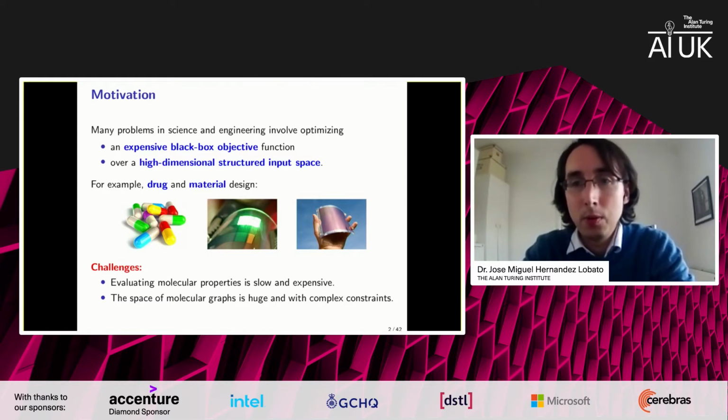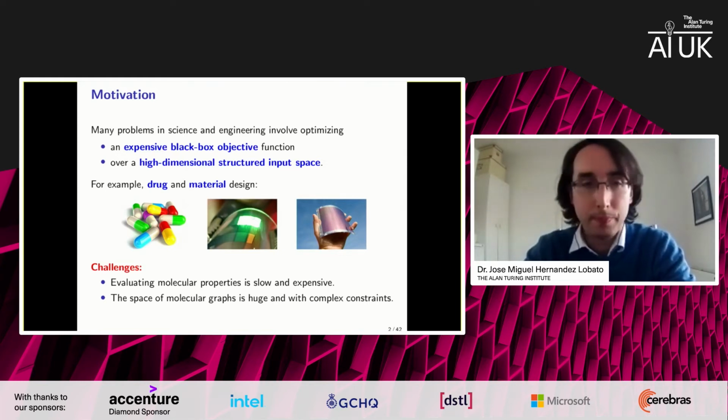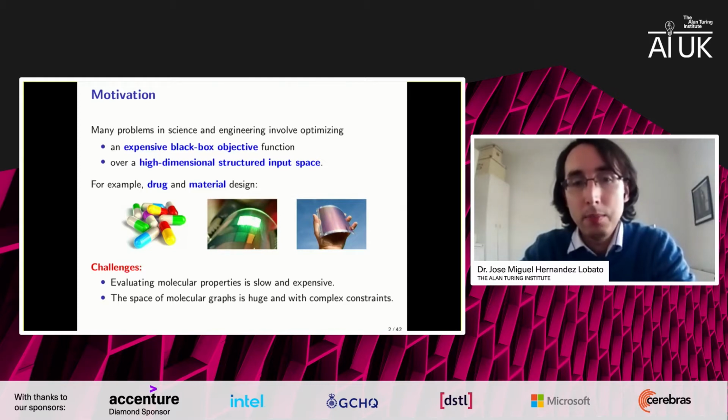So in general, evaluating these objective functions is very expensive. It may require expensive experiments that take quite a lot of time and economic cost, or we have to run expensive simulations. In general, optimizing these objective functions is going to be challenging because evaluating the properties of molecules is expensive and slow, and the space of molecular graphs is huge. So identifying the few molecules with useful properties among the many irrelevant ones is going to be quite time consuming.